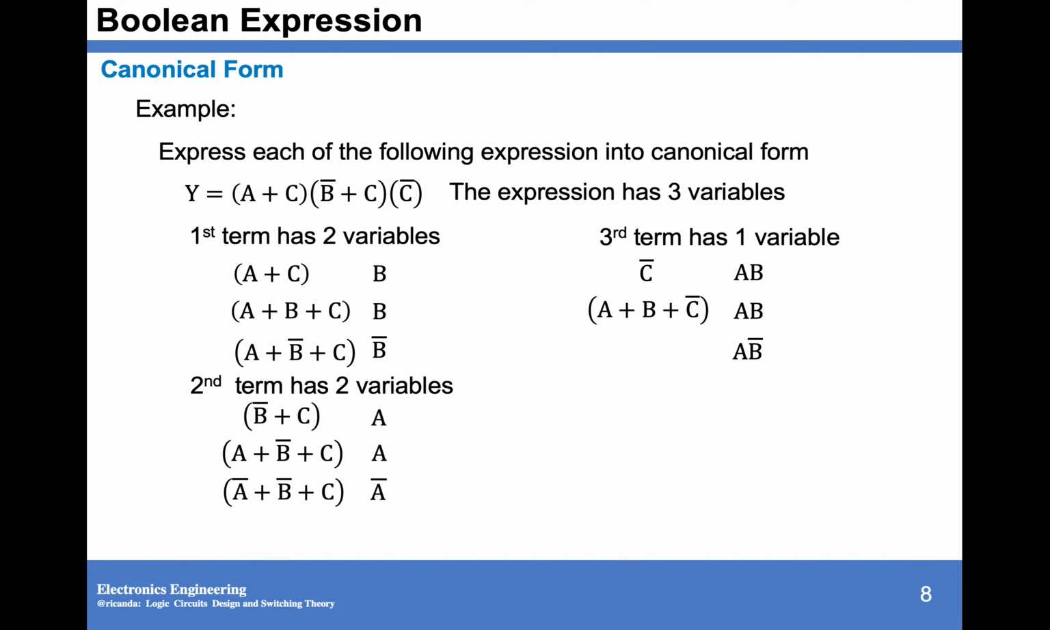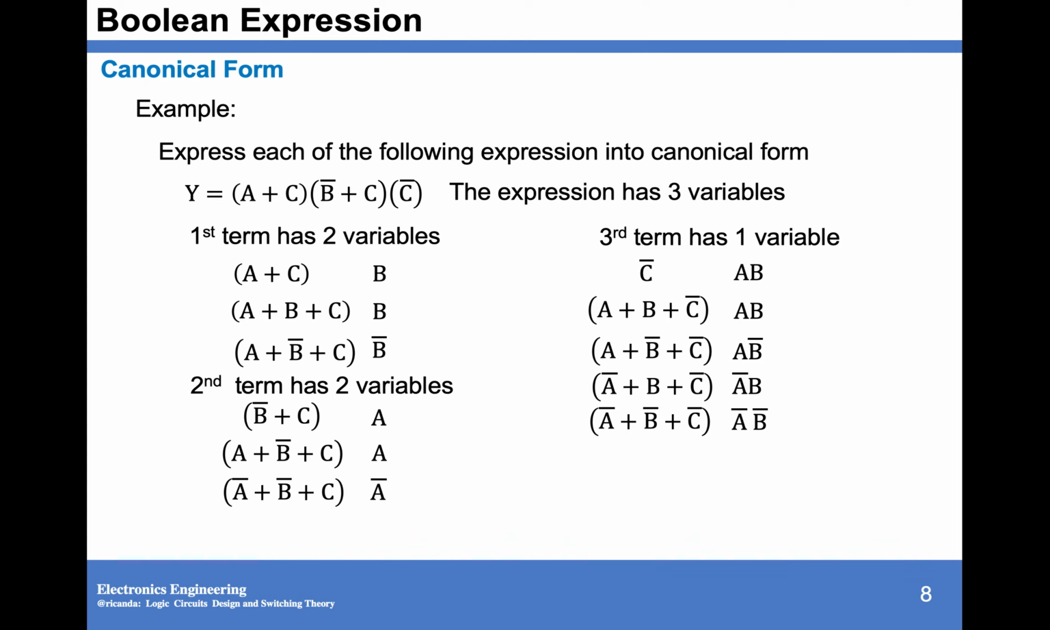In this particular expression, we have B in the complemented form. So we have A or B bar or C, or your A is in the complemented form, then we have A bar or B or C bar. And the last one, all variables are in the complemented form. So we have A bar or B bar or C bar.